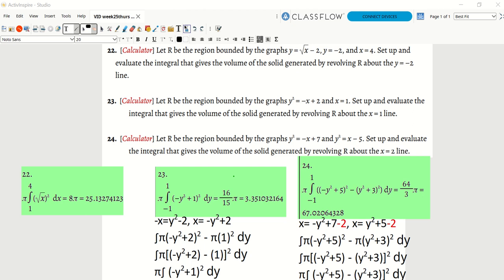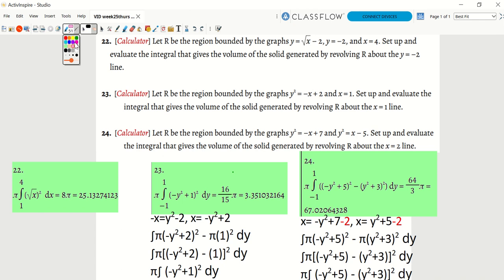So let's start with 22. The reason why you guys might have a question is simply because there is a typo. This should say 0. Maybe that was the question that you guys had.